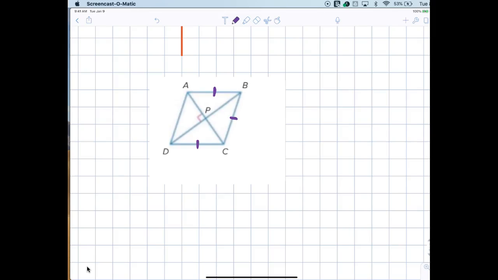These are congruent. Does everybody agree with that? And then what do we say about the diagonals of a parallelogram? They do what to each other? So right now I can say this is congruent to this, right? And I can say 1, 2, 3, 1, 2, 3. Does everybody agree with that?